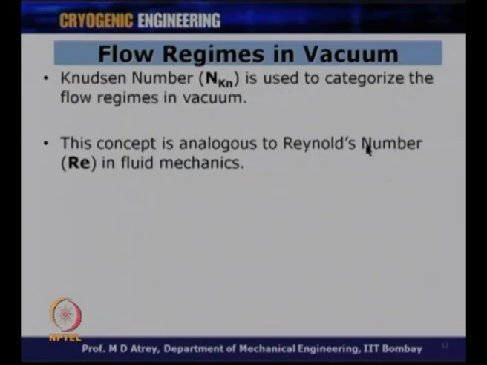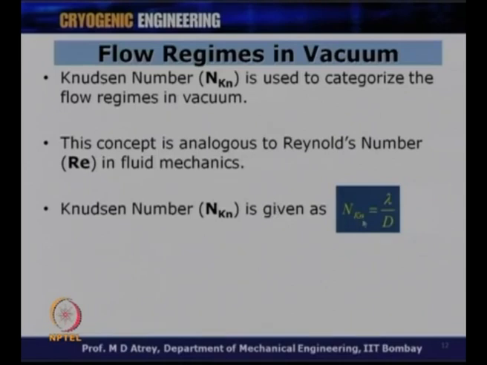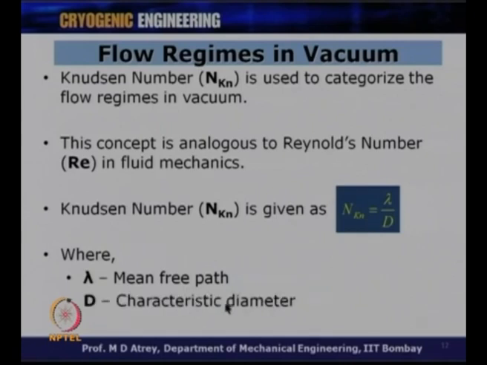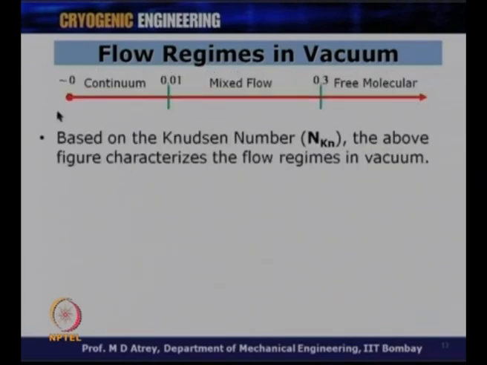This concept is analogous to Reynolds number in fluid mechanics, and the Knudsen number Kn is given as Kn equals lambda by d, where lambda is the mean free path and d is the characteristic diameter or dimension. As we have lower and lower pressure, the value of lambda will go on increasing. That means the Knudsen number will go on increasing as we have better and better vacuum. According to the value of this Knudsen number, we will have different flow regimes in vacuum. So, based on the Knudsen number, the above figure characterizes the flow regimes in vacuum.